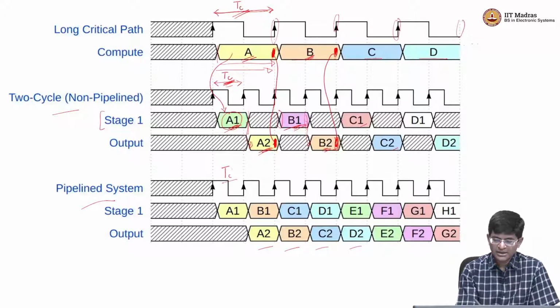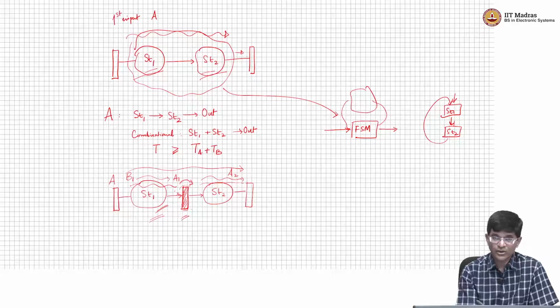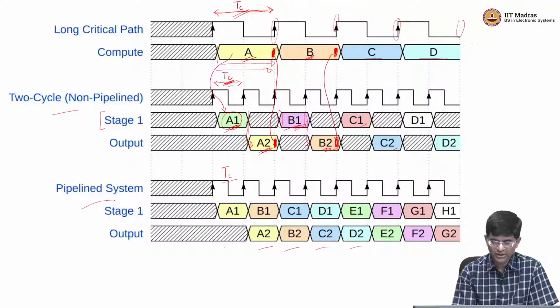The critical path in this case is once again equal to TA or TB as the case may be, and the reason is that I have broken it up into two stages by putting this register in the middle. So this critical path says TC greater than or equal to TA, this says TC greater than or equal to TB, or T1 and T2 as you may want to call it.